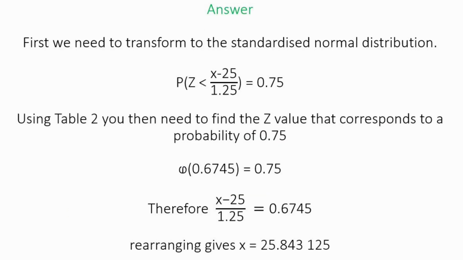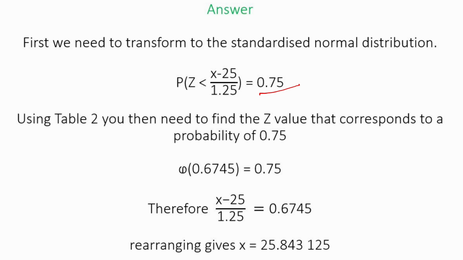So what we've got to do is transform it to the standardised normal distribution, like we have done previously, but this time we don't know the value of x. That's what we're trying to find. So we will set it out like this, and you can see the 25 relates to the mean and the 1.25 to the standard deviation, and this 0.75 is from the probability on the previous slide.